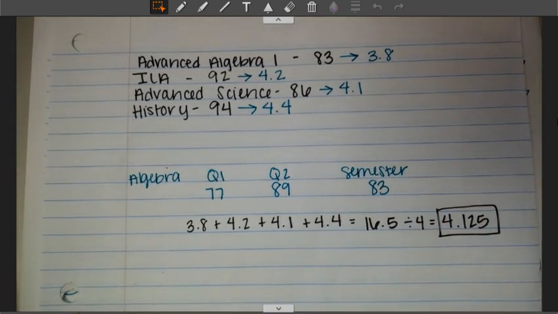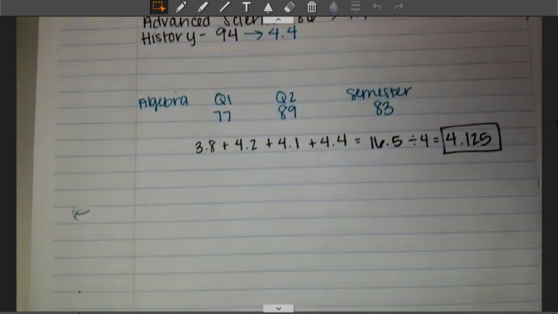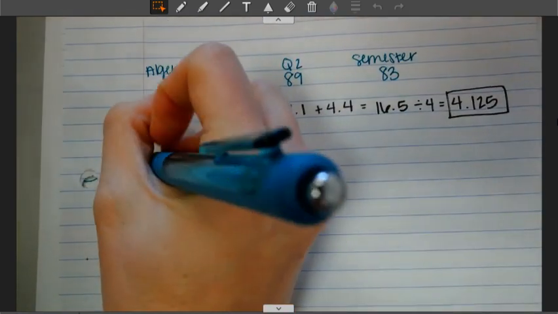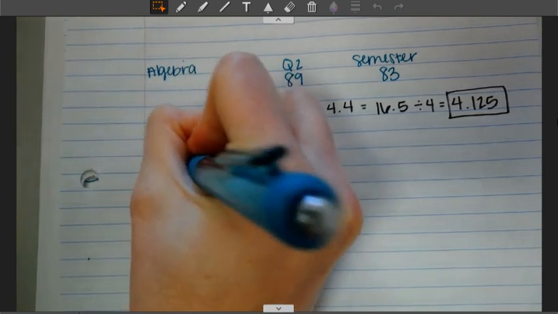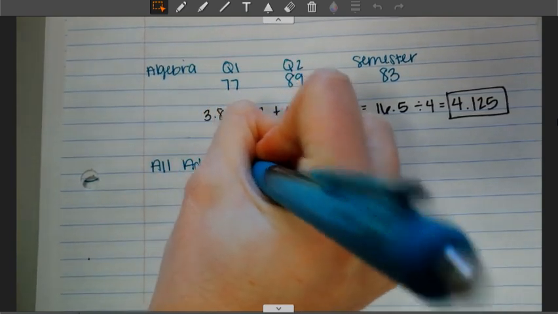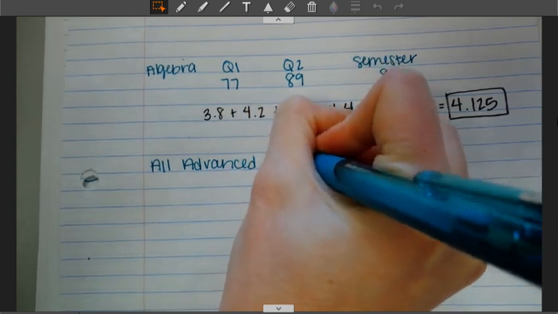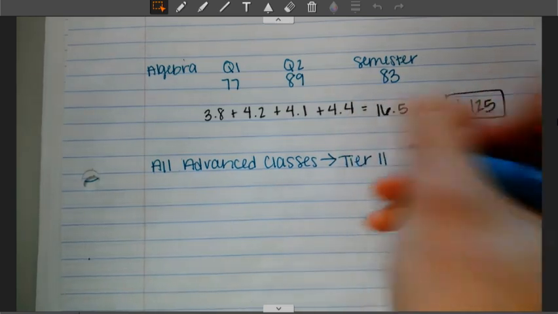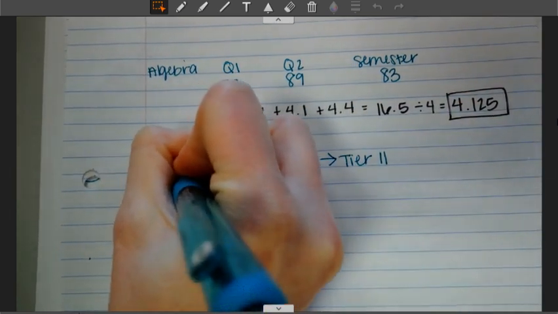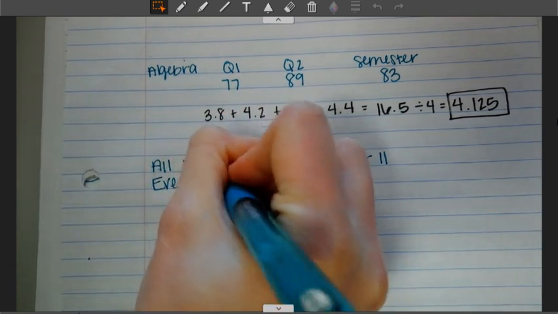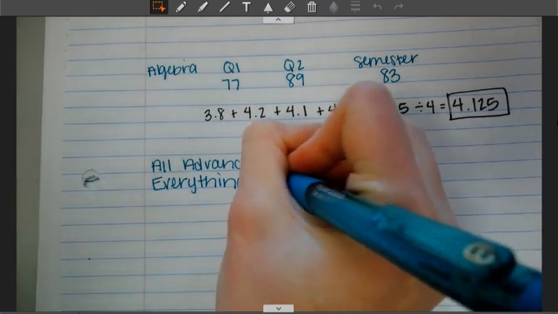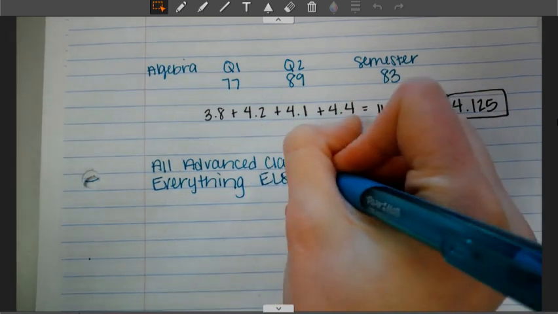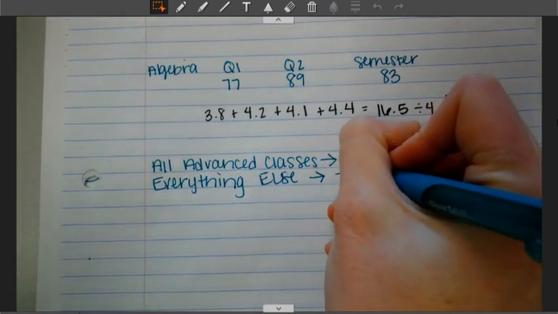Okay. So this is just a practice with all of your core classes. I would like you to calculate your GPA based on all of your classes, electives included. So all electives would be Tier 1. So all advanced classes are Tier 2. And then everything else that you take in middle school or even at the beginning of high school is going to be Tier 1. You cannot access Tier 3 until you start taking AP. So everything else is Tier 1.